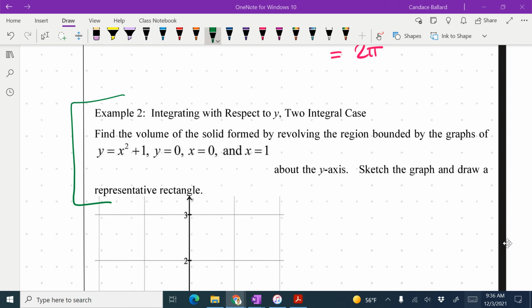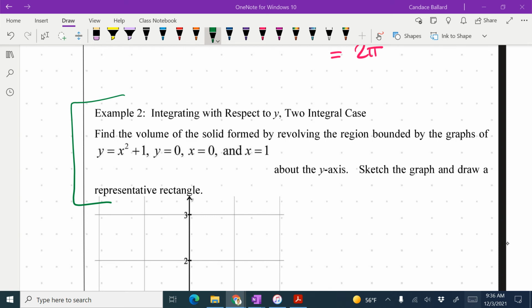Okay, so our goal here is to integrate with respect to y versus with respect to x. We've got one where we did an example of x. Now we're going to do an example of y, and then we'll do a shift. Those are basically the three things we had to cover today.